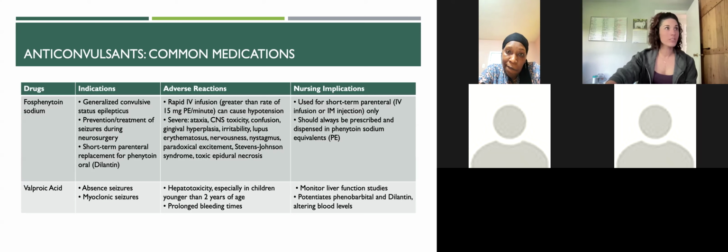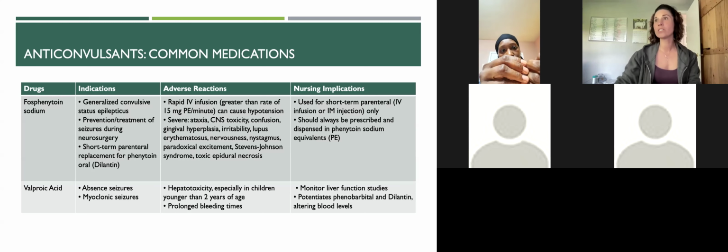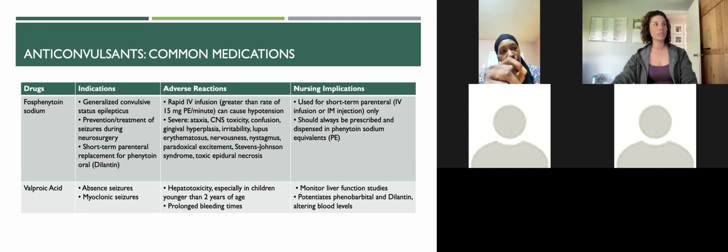Fosphenytoin is a different medication altogether. It is used for generalized convulsive status epilepticus, so prolonged seizures that last for more than 30 minutes and aren't responsive to medications. That's when you're in status. We can also use it as a preventative when we're doing neurosurgery. So anytime we're manipulating or irritating the brain, we're at risk for causing seizures.